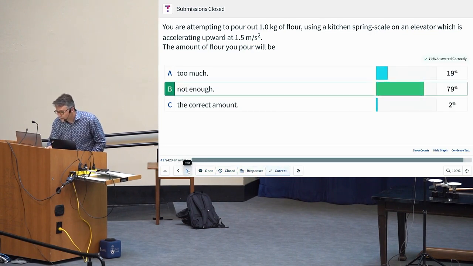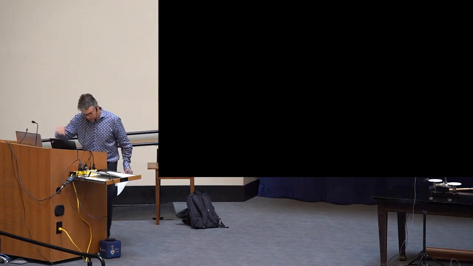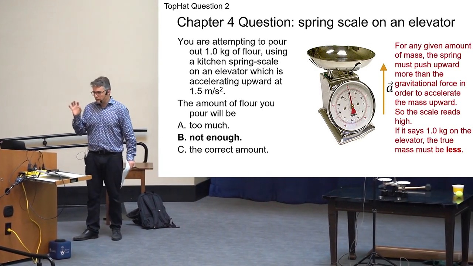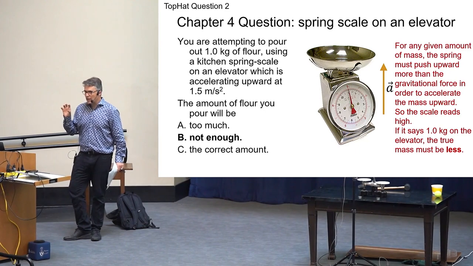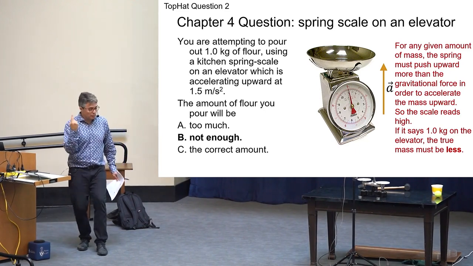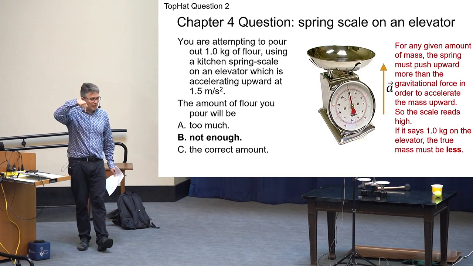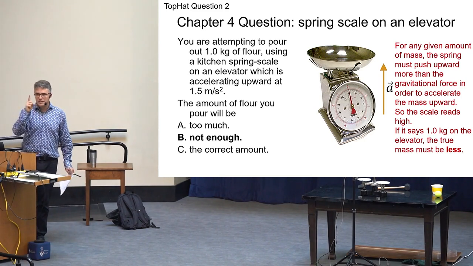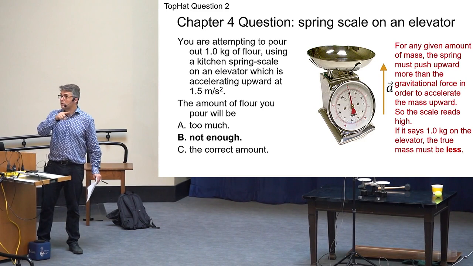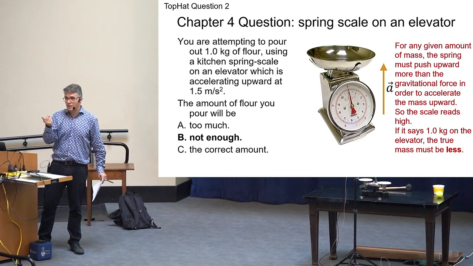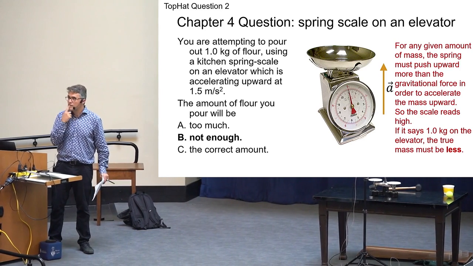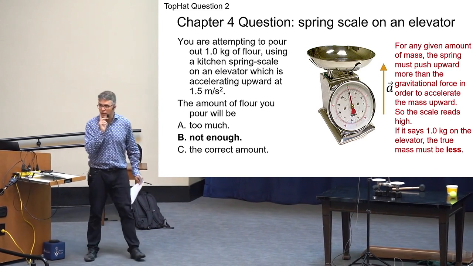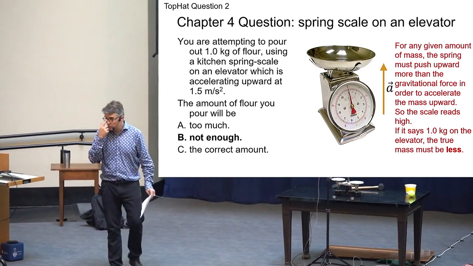Not enough flour. That's what I liked as well. So my reasoning for that was I thought, okay, for any given amount of mass, if it's accelerating upward, the spring must be pushing with a greater force than the gravity pulls it downwards. So what's going to happen to the dial is that it's always going to be reading high. So if I start pouring flour in there, I'm going to say, oh, that's enough, before it's really enough. Does that make sense? If it reads 1 kilogram on the scale, it's not really going to be 1 kilogram. And the moral of the story is don't try to cook in an elevator.